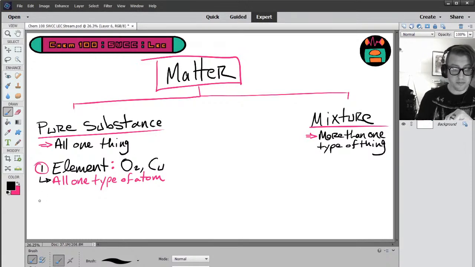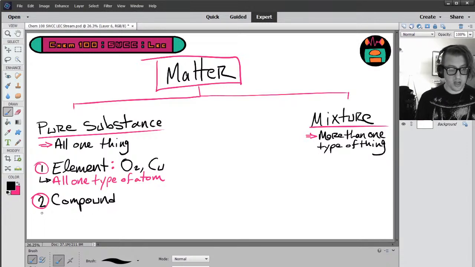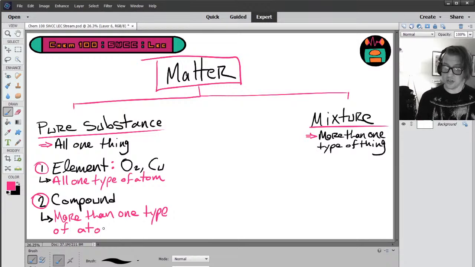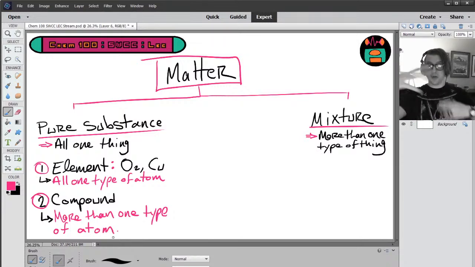You can also have, for pure substances, compounds. So you can have an element, you can have a compound. A compound is more than one type of atom. And now you may be going, well, wait a minute, wouldn't that be a mixture? And the answer is no. A mixture is different things mixed together in a big old jumble.